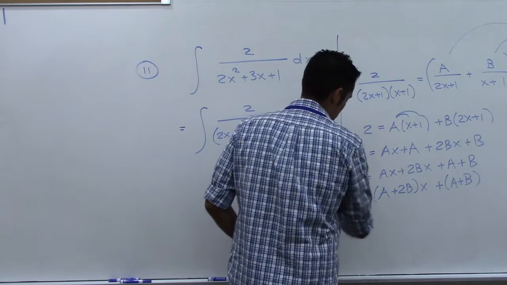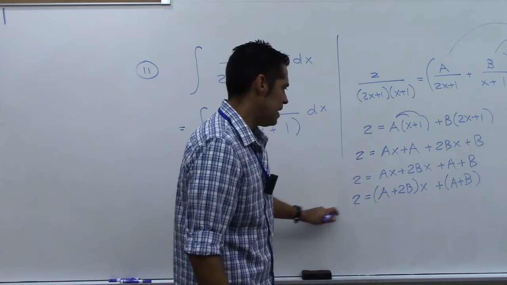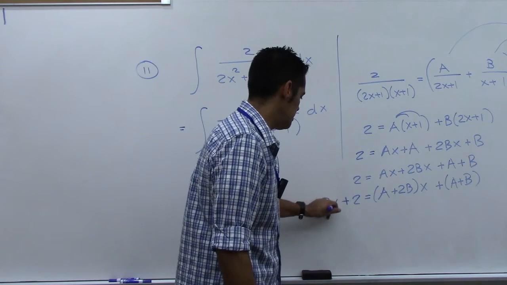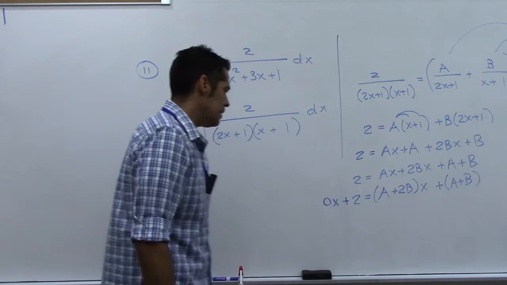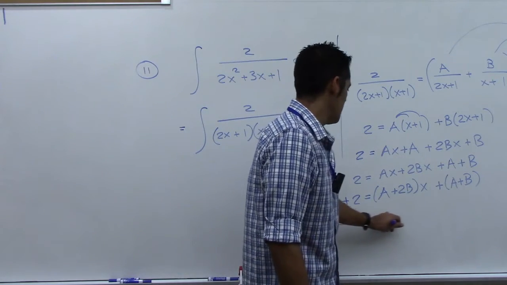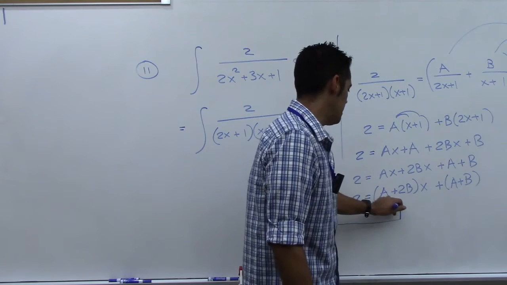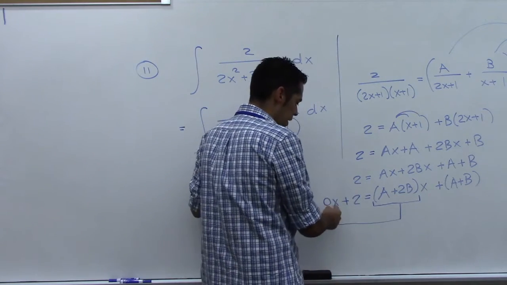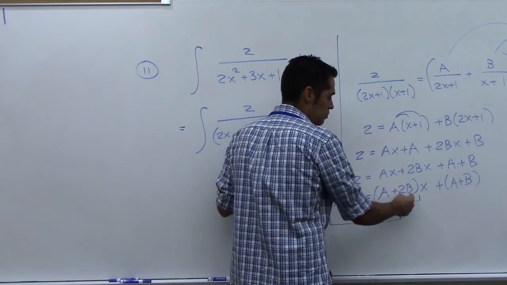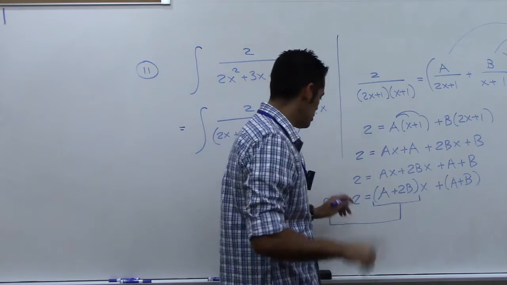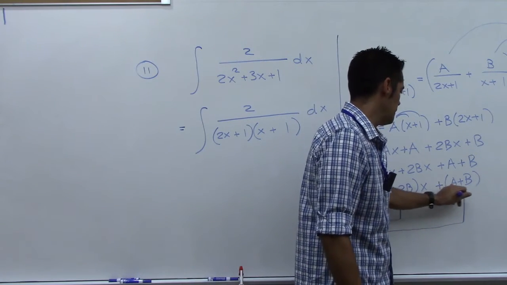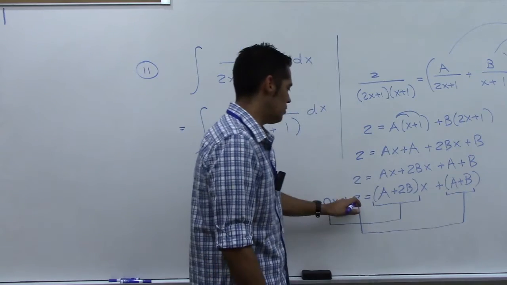So notice on the left-hand side, I don't have any x's over here. So you can imagine that in front of this is 0 x's. And that means that if the left and right-hand sides have to be equal, 0 has to be equal to the coefficient out here. The number in front of x has to be equal to the number in front of x on this side. So I know that a plus 2b has to be equal to 0. Additionally, the number by itself, which is these two, must be equal to that number.